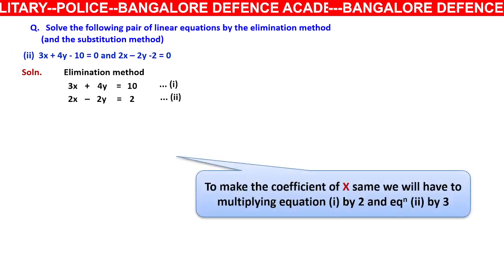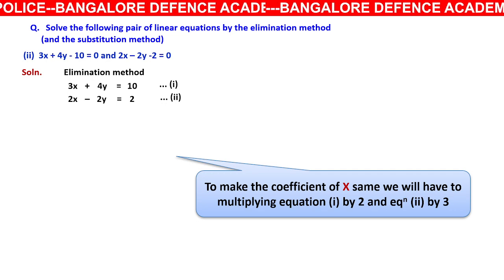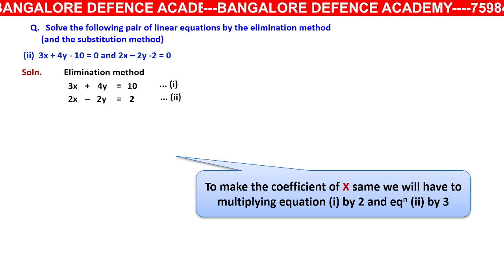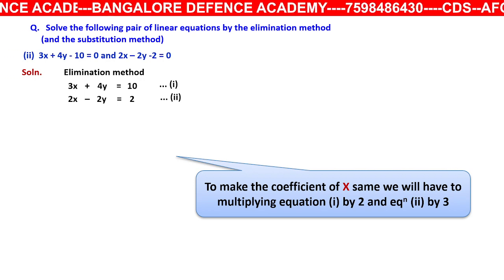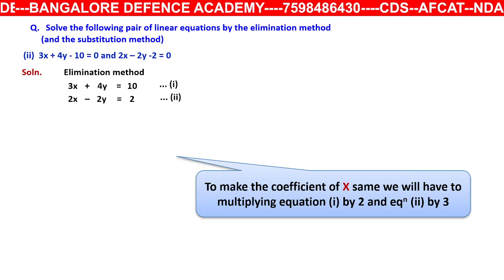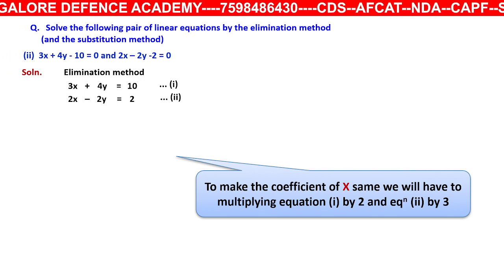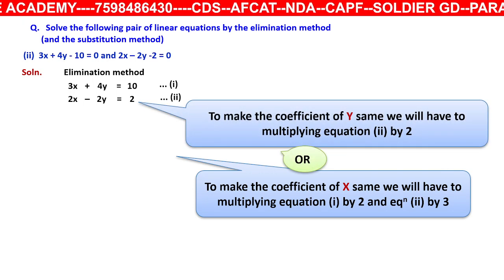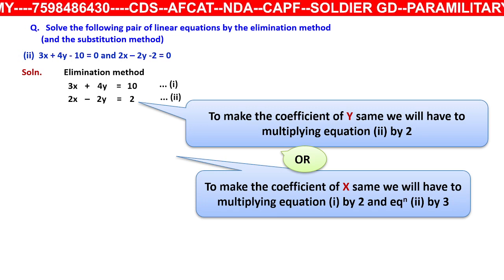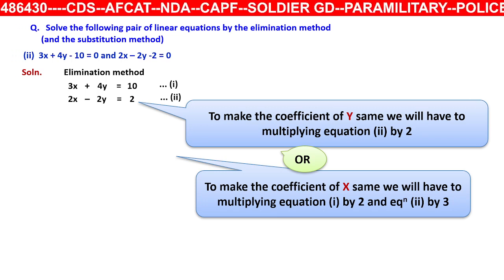So now I'm going to multiply with some values. To make the coefficient of x same, we will have to multiply equation 1 by 2 and equation 2 by 3. So let us see what happens. If I multiply equation 1 by 2, what happens? I get 6x plus 8y is equal to 20.